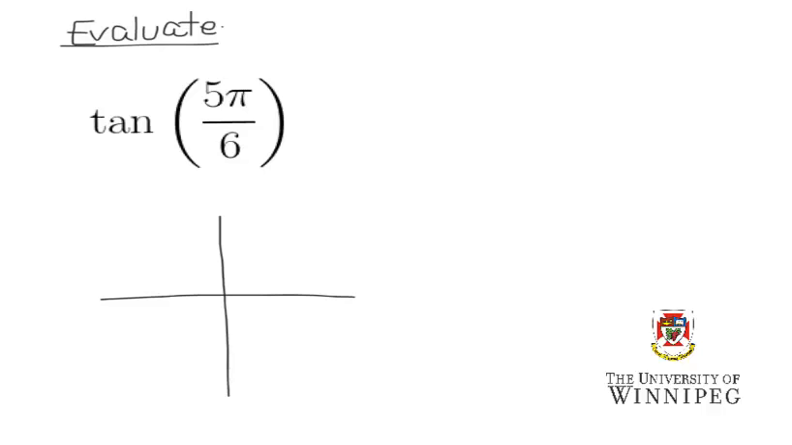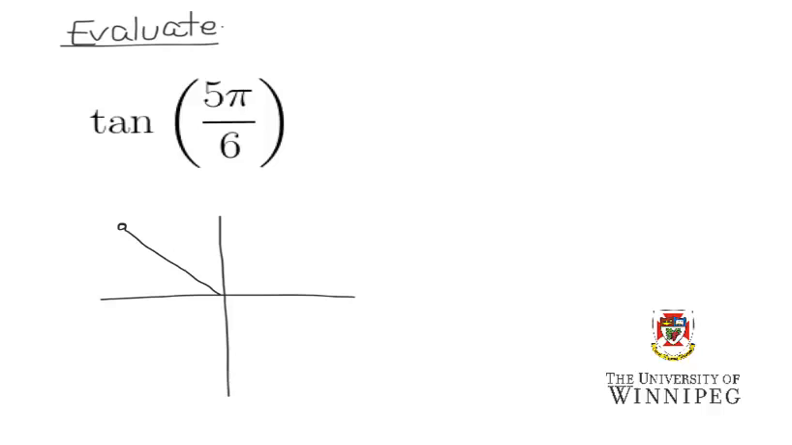Let's work through a couple more evaluations. First, let's take a look at tan of 5π/6. The first thing we want to do is try to figure out where 5π/6 is on the xy plane. We know that this angle measure from here to here is 6π/6, which means 5π/6 must be somewhere in quadrant 2.